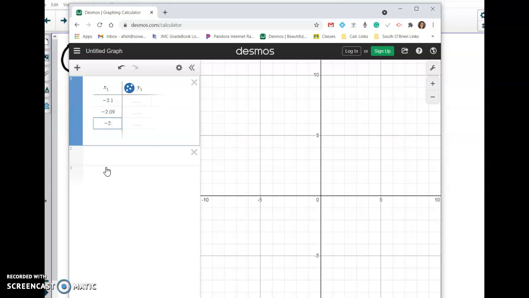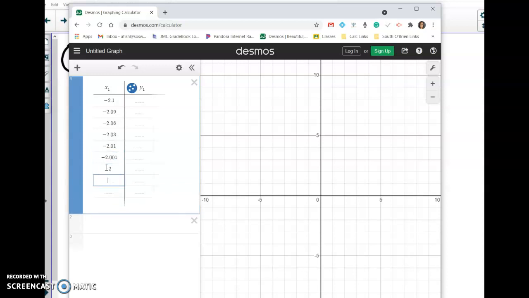But I'm going to actually shrink this up a little bit and go a little bit smaller. Too many decimals there, my bad. So you can see where I'm going with this. So 2.001, 2.01, 2.03, 2.06, 2.09. So I'm just kind of getting a value there at around x. I'm getting values that are a little bit above it and a little bit below it.